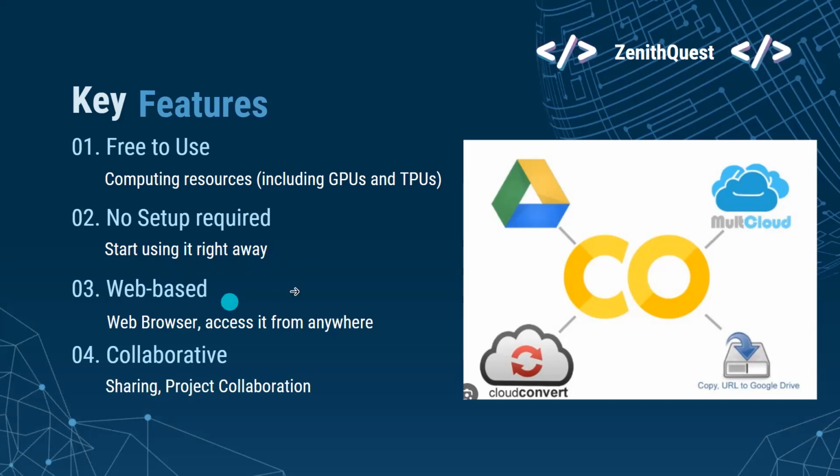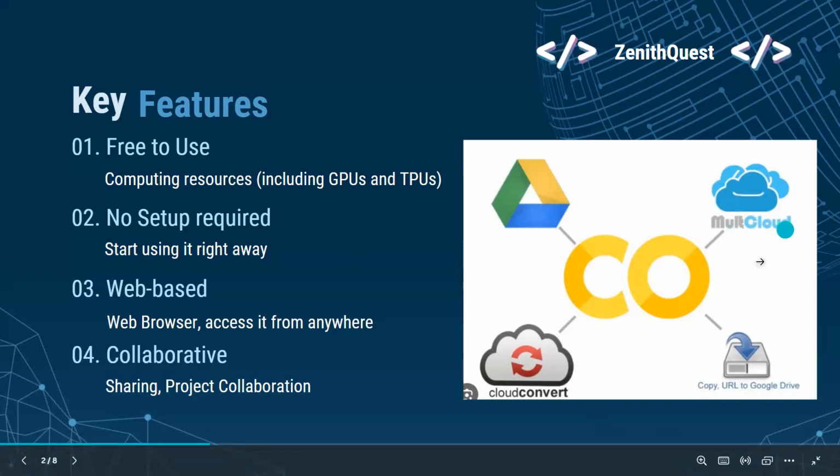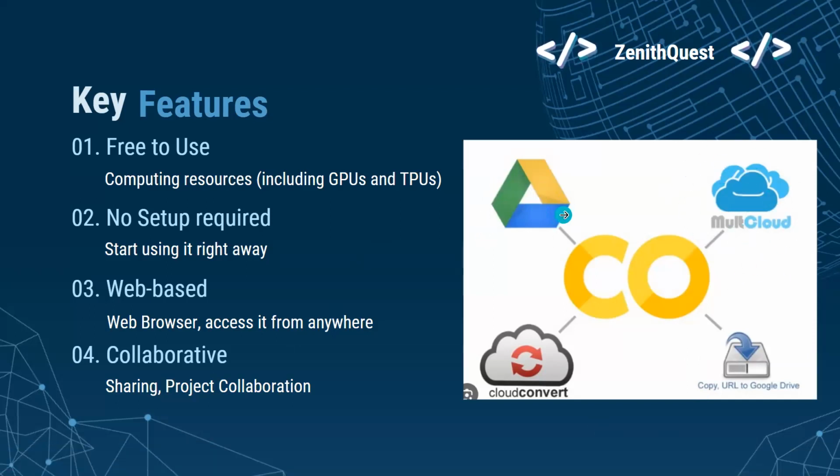And the next is web based. You can access from anywhere, and it is collaborative, easy to share. By right clicking and giving the share option, you can get the link, and you can provide restrictions on whom you want to share with. So these types of advantages are there. You can see in the diagram that it is multi-cloud, with OneDrive and cloud convert, and these are the features it is providing for us.